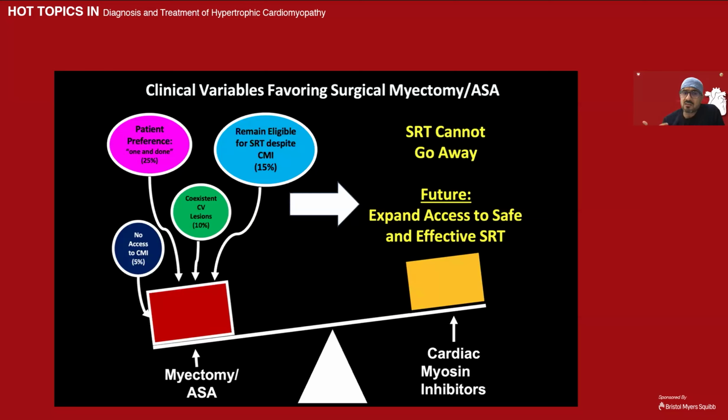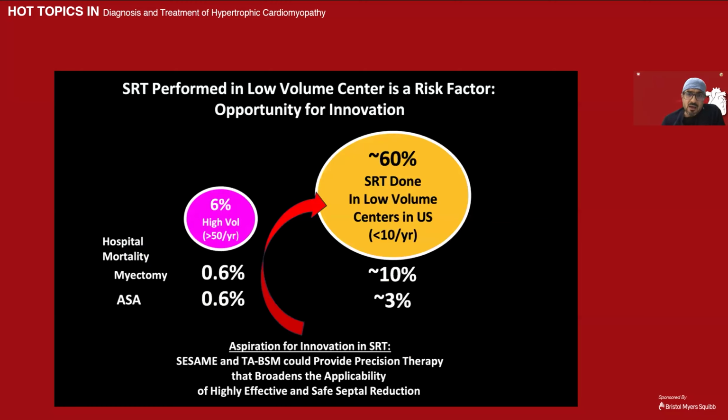If you have coexistent cardiovascular lesions, around 10% of patients with hypertrophic cardiomyopathy, or patients who really don't have access to myosin inhibitors because the drug is not available or it's very expensive, those patients definitely can be considered for surgical reduction therapy. I don't think that surgical reduction therapy will go away. It will be expanded more in conjunction with myosin inhibitors together.